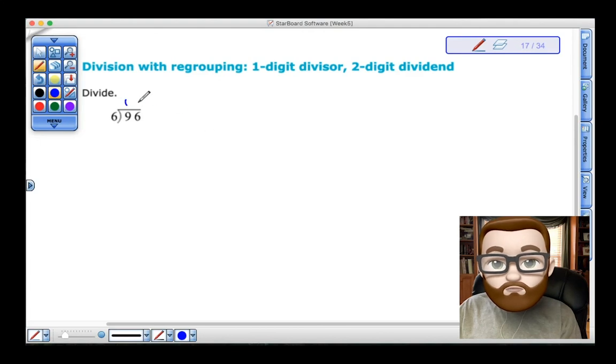And I do my 1 times 6, I get an answer of 6. And if I subtract this, 9 minus 6, I get an answer of 3. And then I'm going to bring down the next number over, the 6. So I get 36. How many times can 6 go into 36? Well, that goes in exactly 6 times. 6 times 6 is 36. When I subtract that, I get 0. So 16 is my answer.